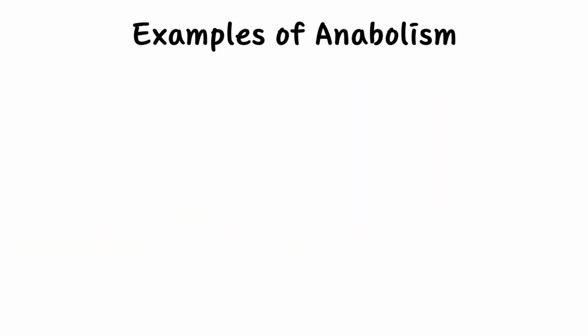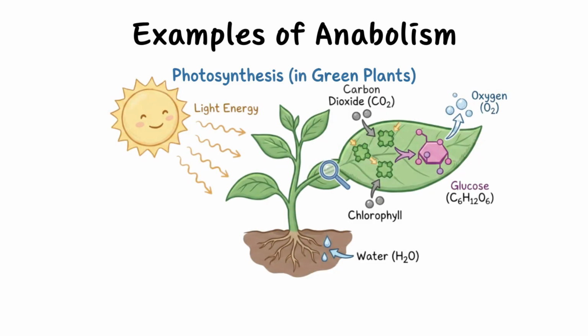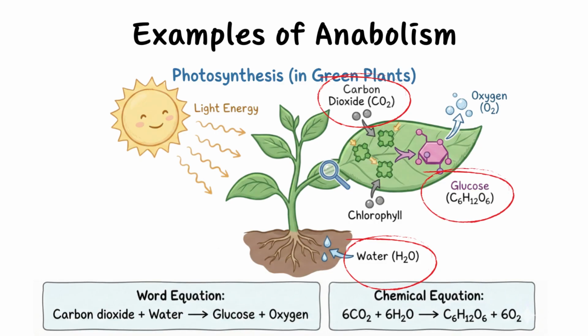Let's look at some examples of anabolism in detail. Photosynthesis is one of the best examples of anabolism. In this process, simple inorganic substances like carbon dioxide and water are combined to form complex organic substances like glucose using energy. Green plants use light energy from the sun trapped by chlorophyll to combine carbon dioxide and water to form glucose. Let's check if this reaction is catabolic or anabolic.